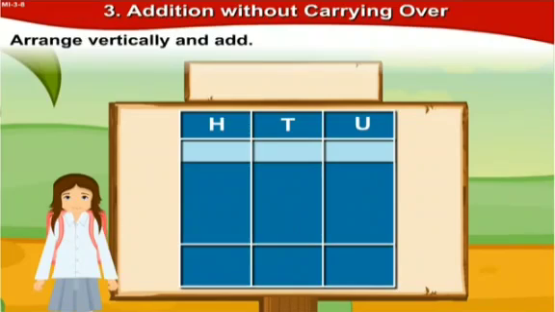Let us see the next sum. 122 plus 324. Let us begin our addition. For that, first we'll arrange them vertically and write HTU. 122 would be 100, 2 tens, 2 units, plus 324 would be 300, 2 tens, 4 units.